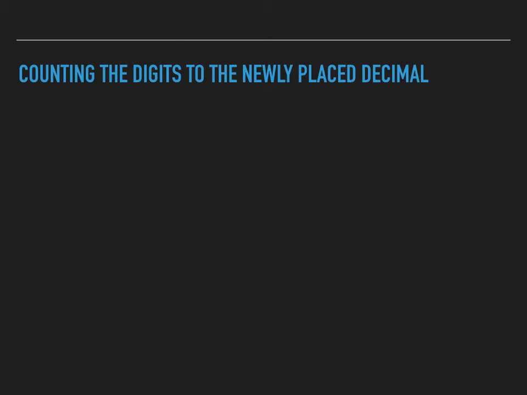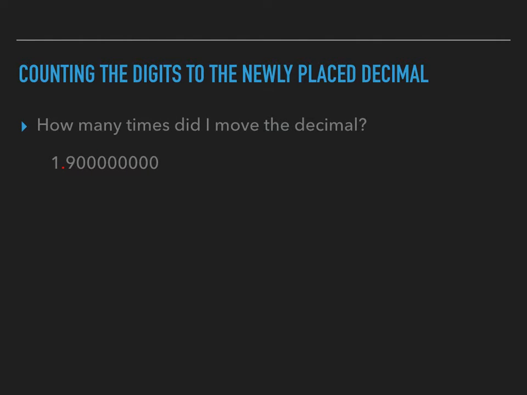So how many times did I have to move this decimal? I moved it once, 2 times, 3, 4, 5, 6, 7, 8, and one more time, making that 9. So I moved the decimal 9 times. 9 will now become my exponent when I multiply this number by 10.